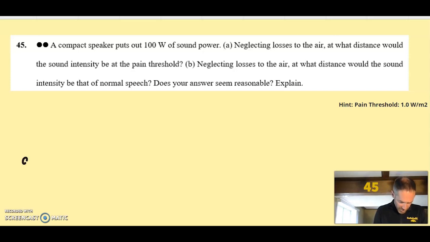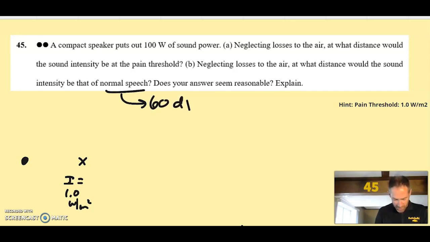And so that speaker is going to be right here, say, and they want to know where is this spot so that that's the threshold of pain. It has that intensity of 1 watt per square meter. And then, of course, the normal speech is going to be lesser than that. Most of the time, you take normal speech to be 60 or 70 decibels. We're going to go 60 decibels here. I know that's what our authors wanted here. And so there's another spot out here, and don't judge the relative distance based on my sketch here, but this intensity is going to be whatever goes along with 60 decibels.